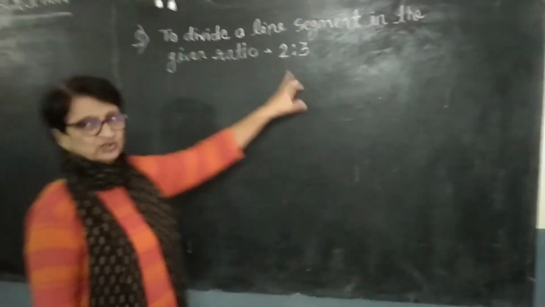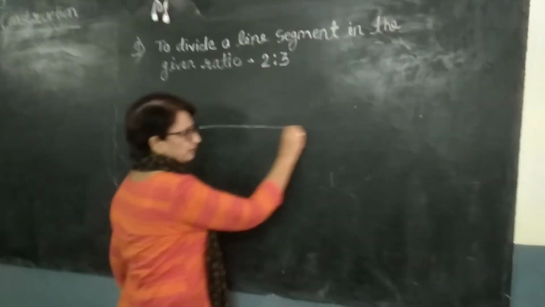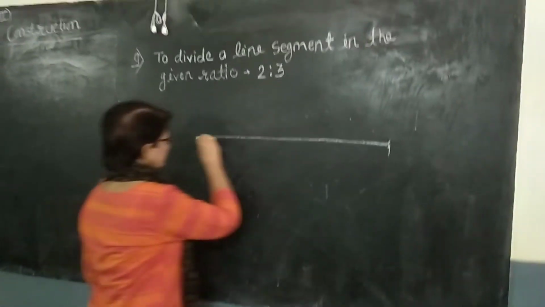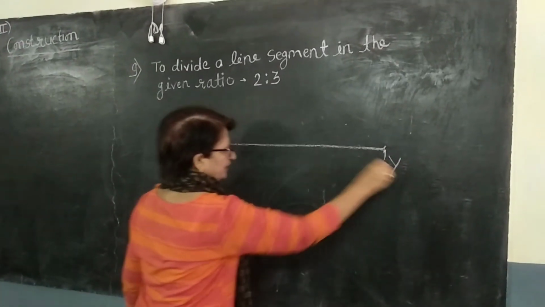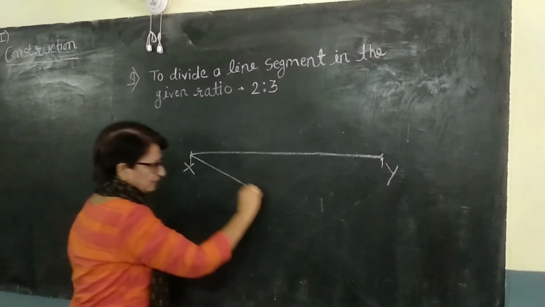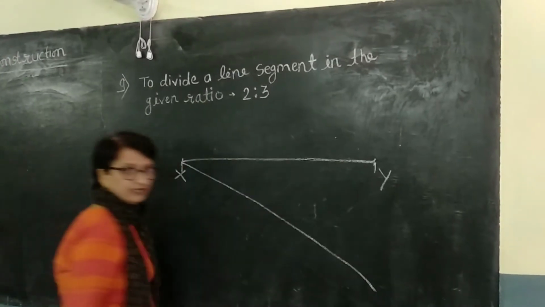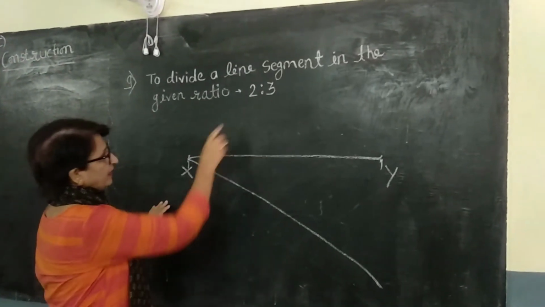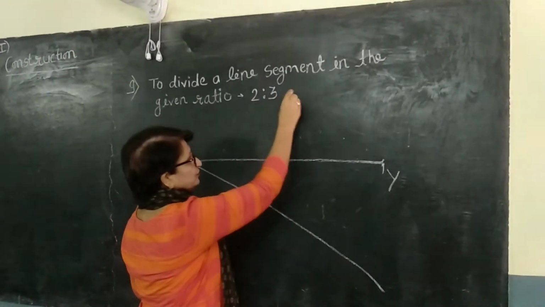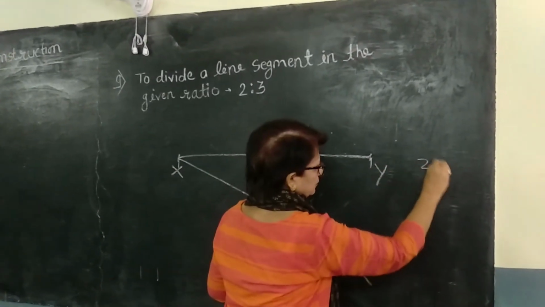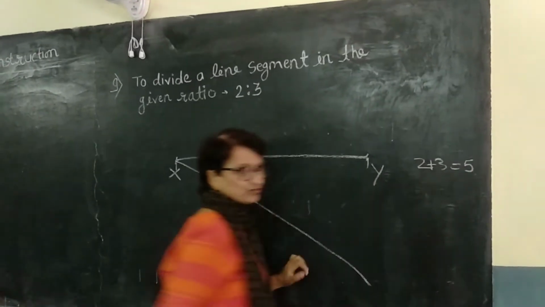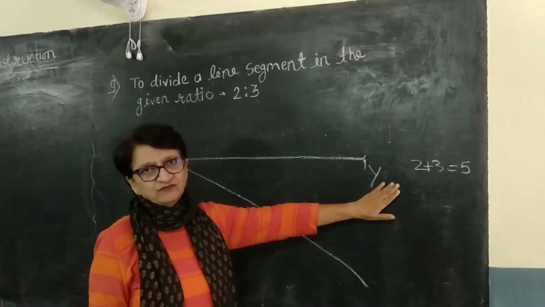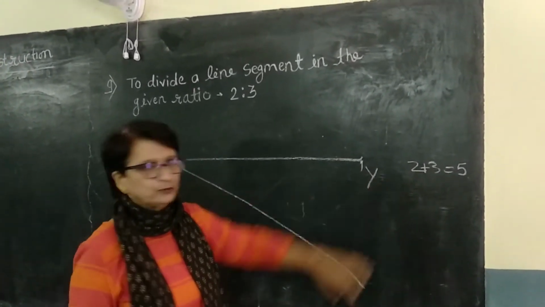In the given ratio 2:3. I taught you to divide a line into a number of parts, isn't it? So it is just the same way. Now I take a line XY and I draw an angle out here. Then what I have to do? I add these two: 2 plus 3 equal to 5. It means actually I have to make 5 equal parts.